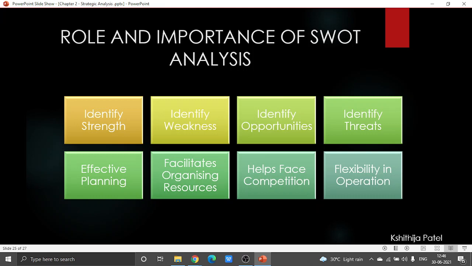And it identifies opportunities. The external environment may offer many new opportunities for business, and SWOT analysis always helps a company in recognizing them.